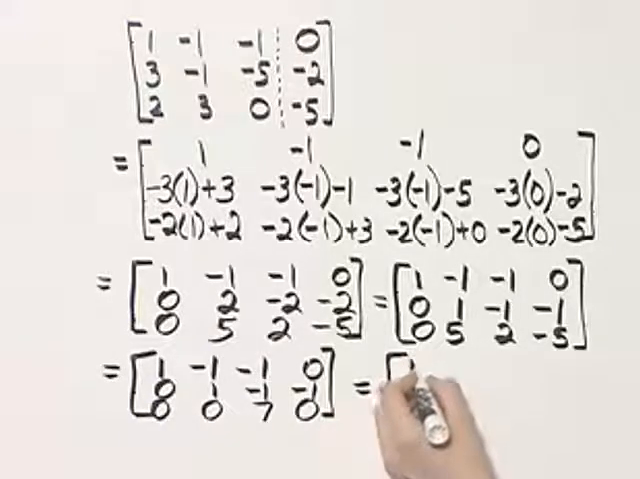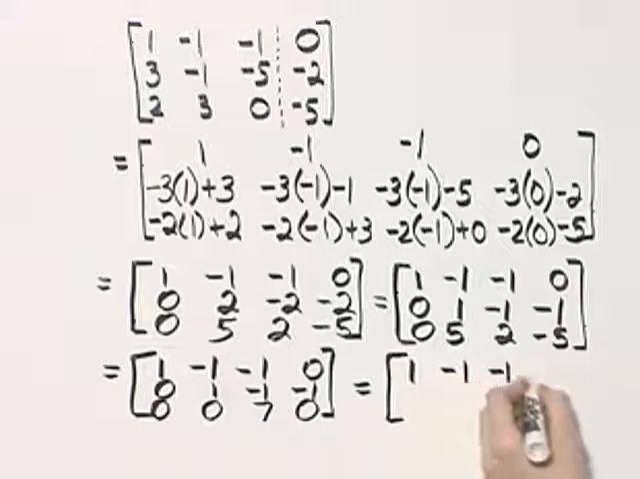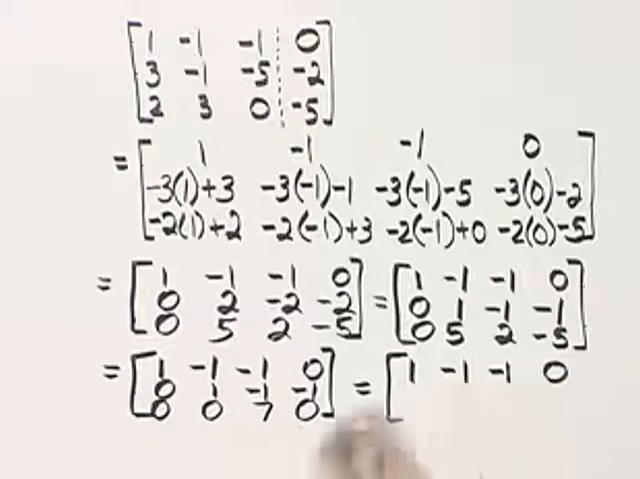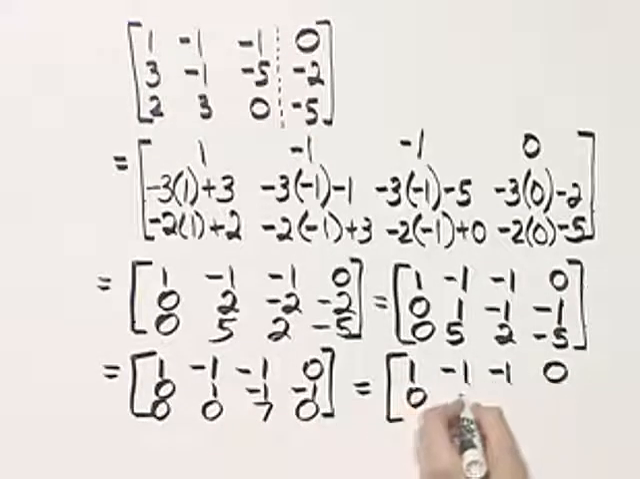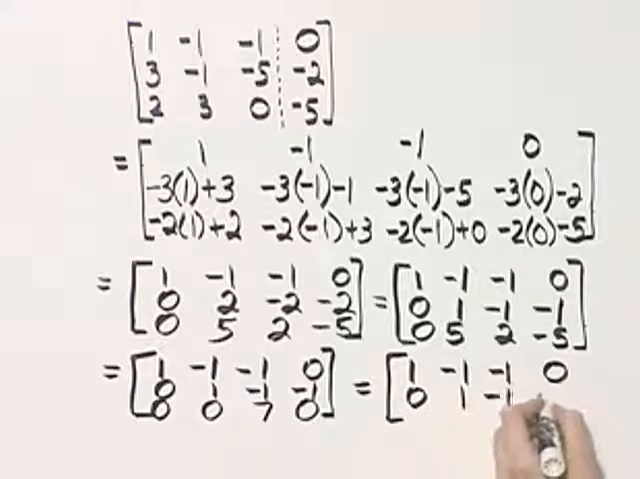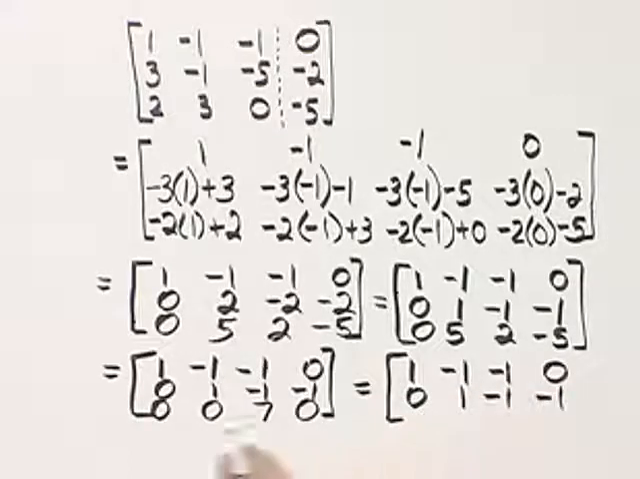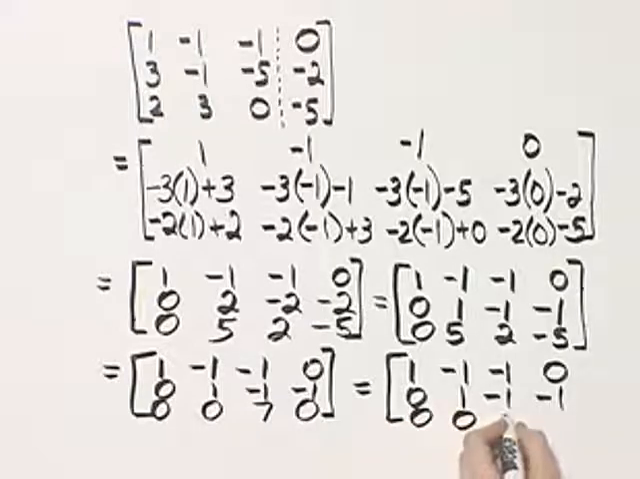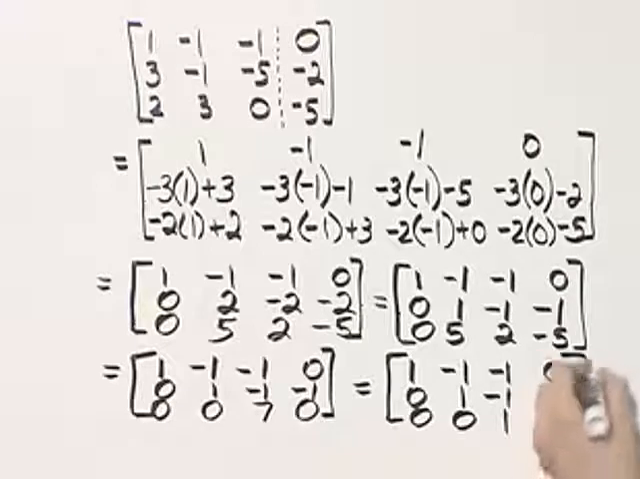So write down the first row. Be very careful and very neat when working with matrices. Write down the second row. And then write down the third row, but I'll divide the third row through by 7. 0 divided by 7 is 0. Same thing, 0. 7 divided by 7 is 1. 0 divided by 7 is 0.